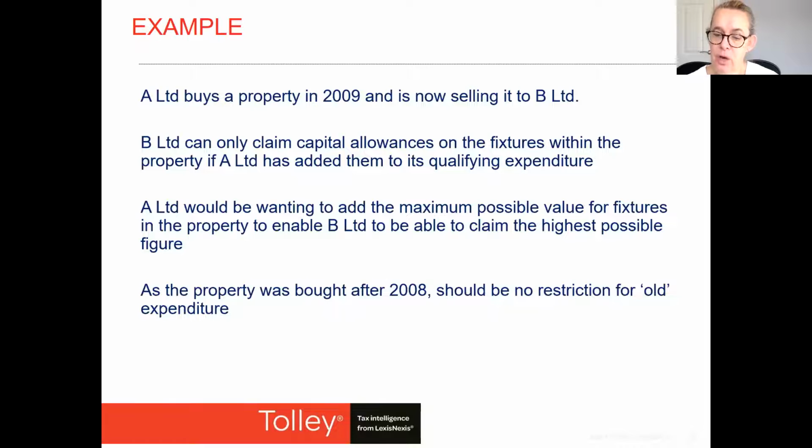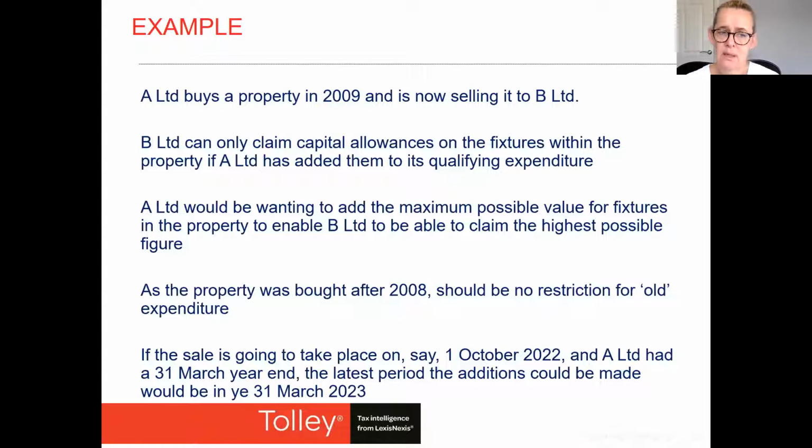If A Limited had incurred any expenditure on fixtures which it had not added to its capital allowances pool, it could do that now. And if the sale was going to take place on the 1st of October 2022, and A Limited had a 31st of March year end, then the last period in which they could make additions would be the year ended the 31st of March 2023. So in the run up to the disposal, they could get that expenditure pooled, which would then enable B Limited to claim those capital allowances.